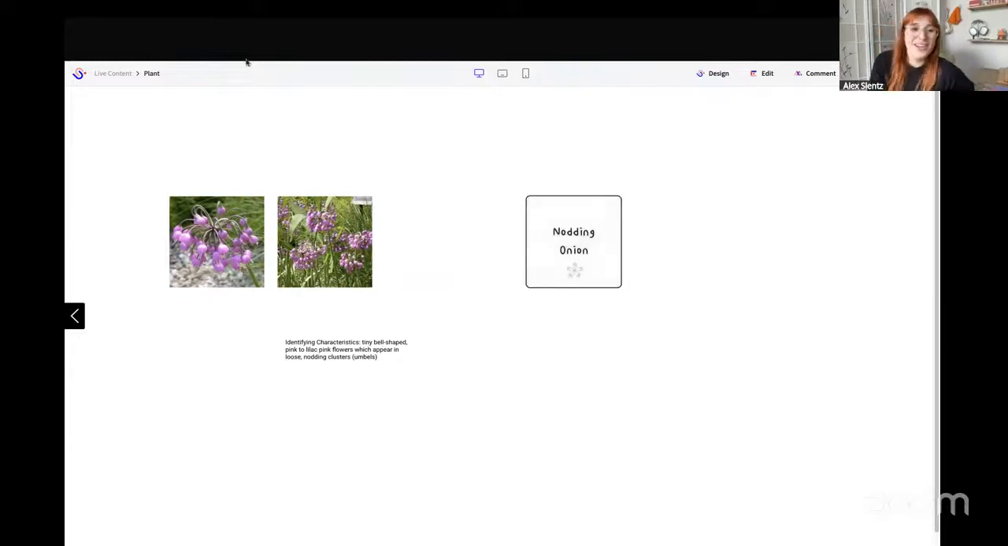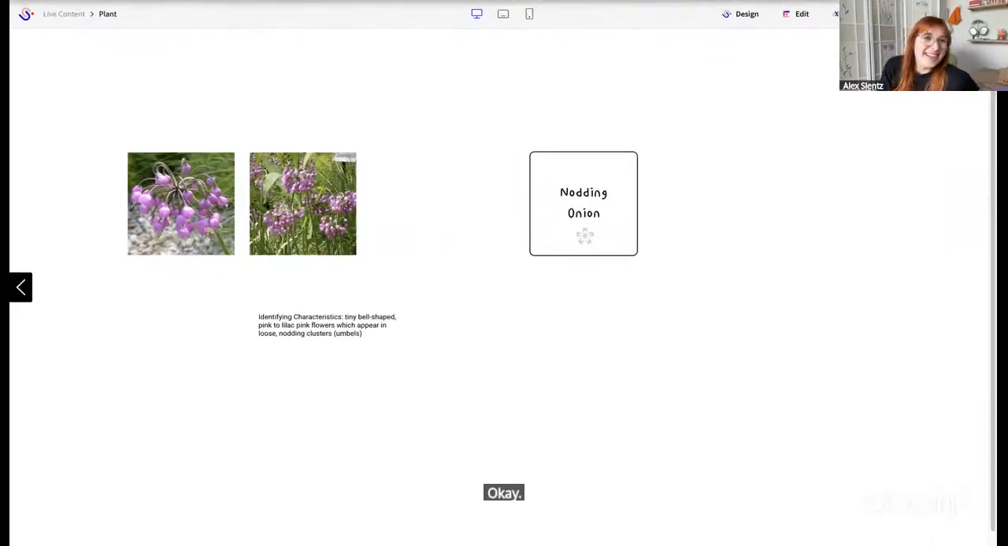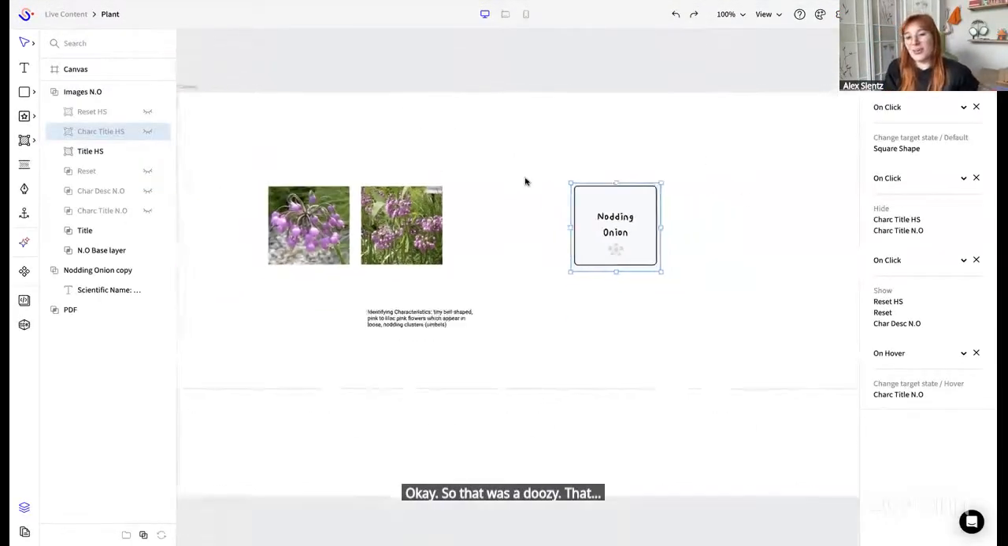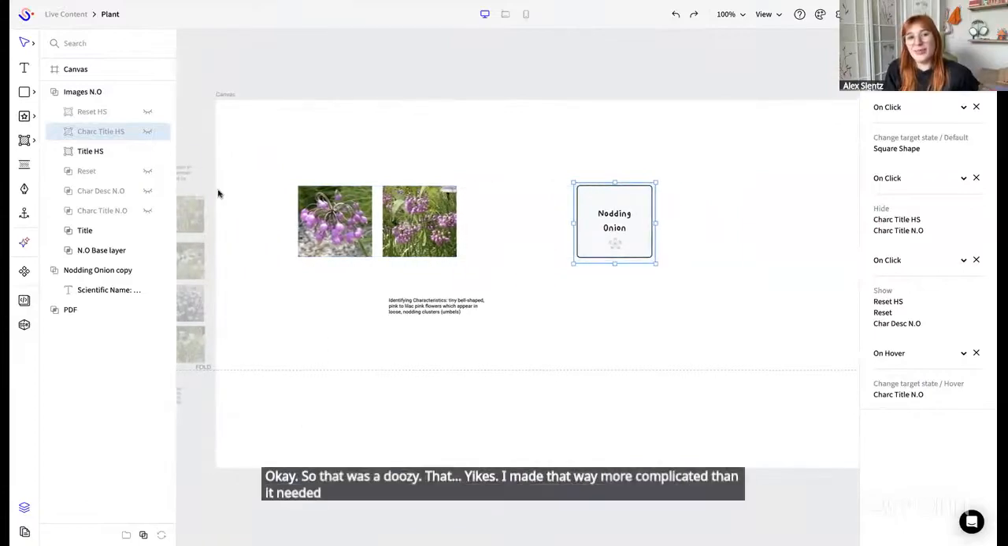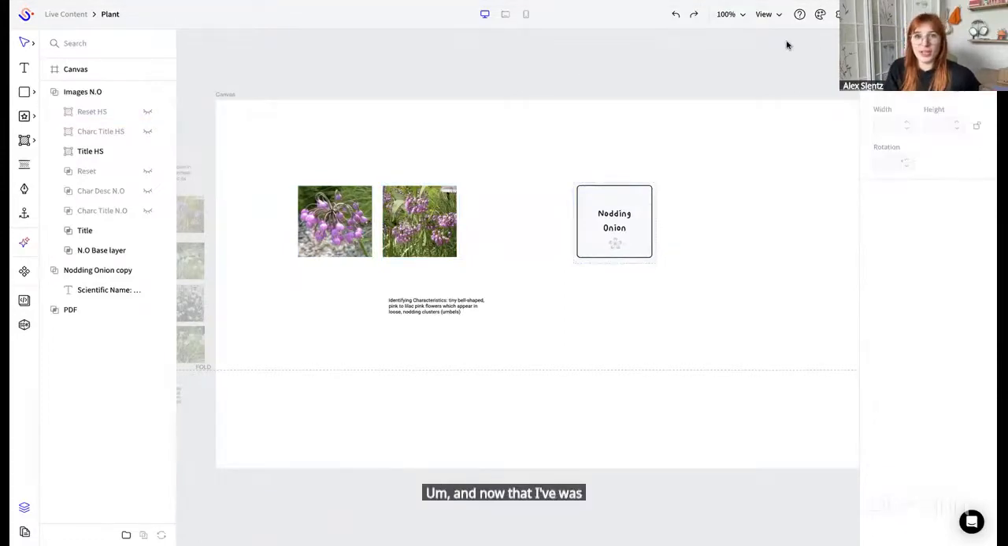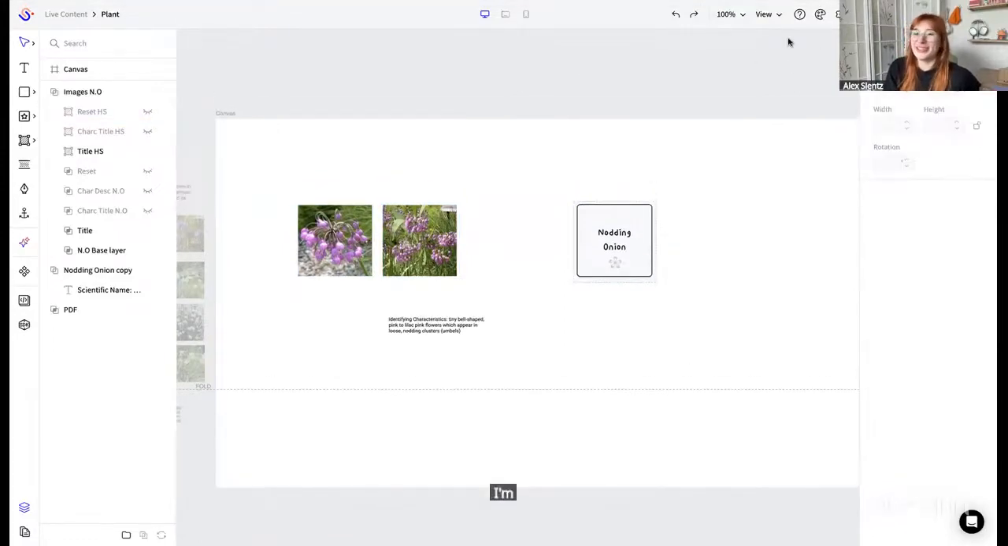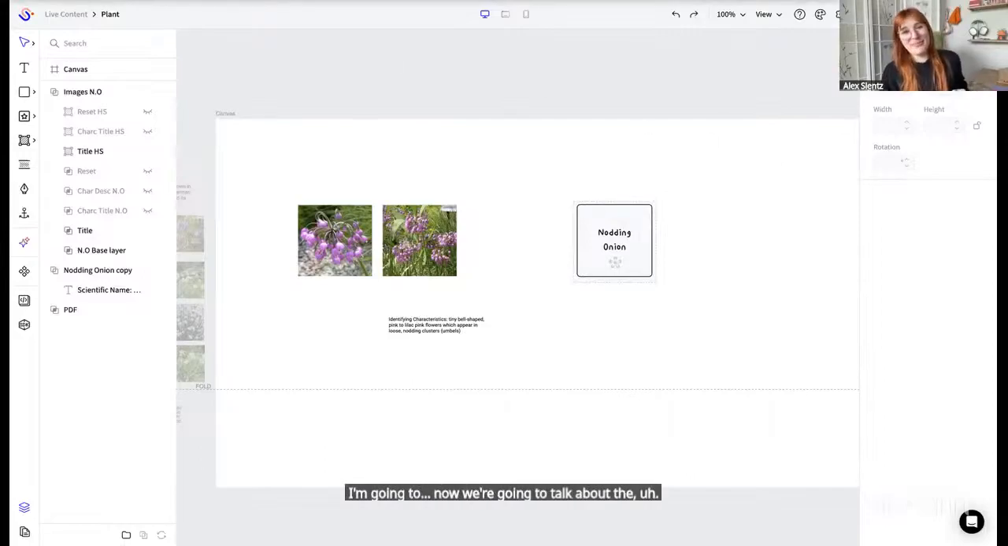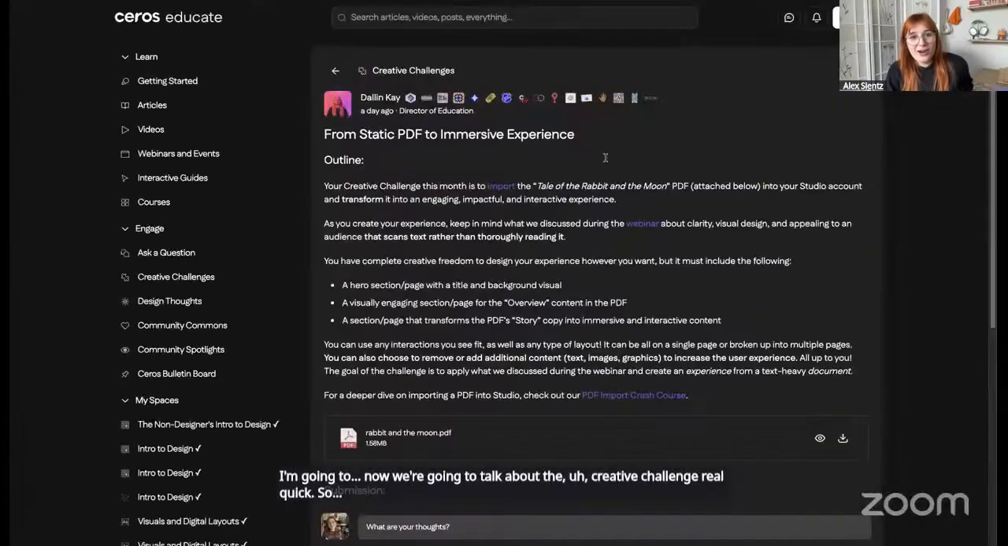Okay. So that was a doozy. Yikes, I made that way more complicated than it needed to be. But as you can see, it's not too hard. It takes a little bit of trial and error. And now that I've wasted so much time going over that, we're going to talk about the creative challenge real quick. So let's get out of here.